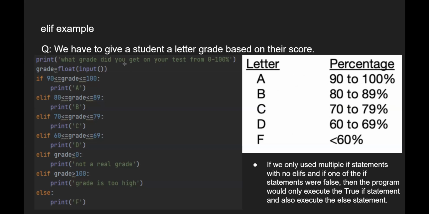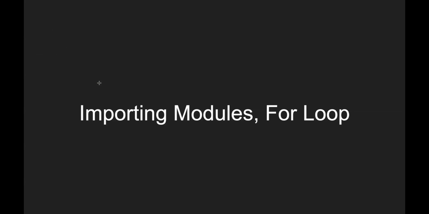So here's an example, if we wanted to check their letter grade. We ask them for their grade, and we store it as a float input because we want to compare it. And then we use an if statement, and then a bunch of other elifs, and then it goes to the else, because we want to check each and every one if that if statement is false.